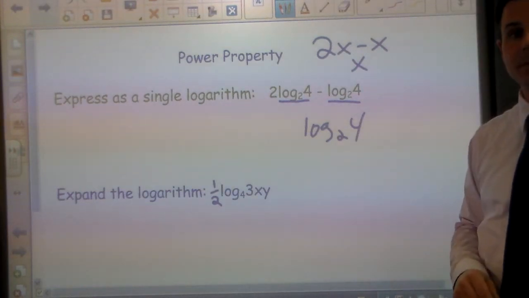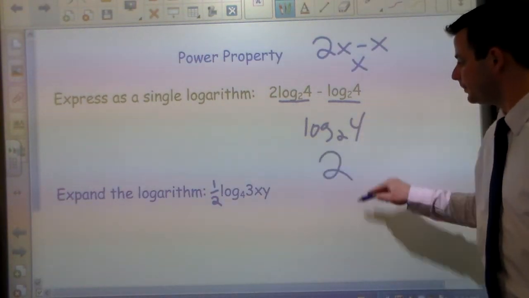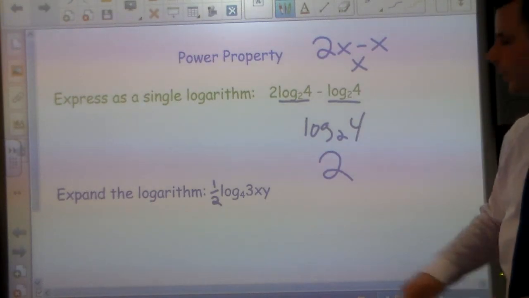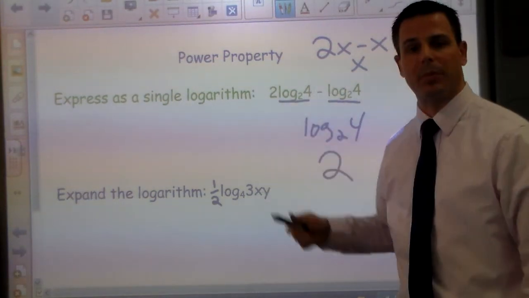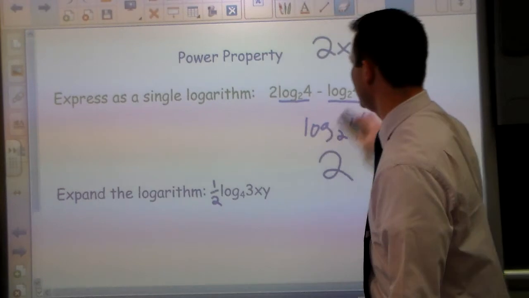log base 2 of 4. Again, 2 to what power is 4? 2. Four ways we got the same exact answer simply by applying properties of logarithms.